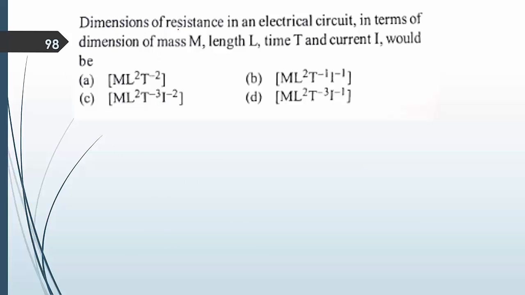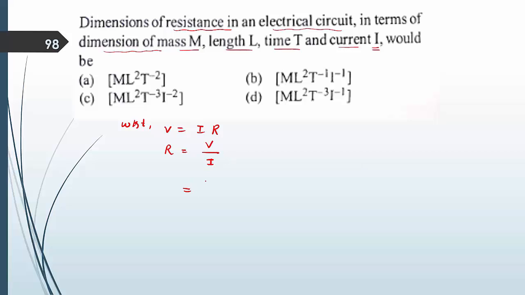98th question. Dimension of resistance in an electrical circuit in terms of dimensions of mass M, length L, time T and current I would be. See here, we have to find the dimension of resistance. We know Ohm's law, V equal to IR. I equal to V divided by R. But we want the R value. R equal to V divided by I.